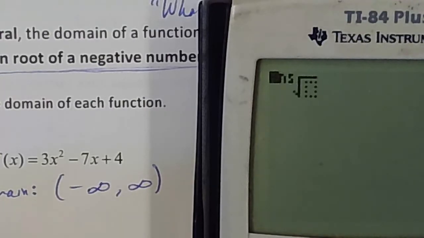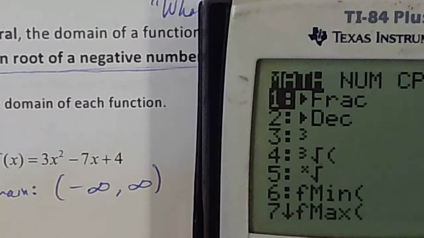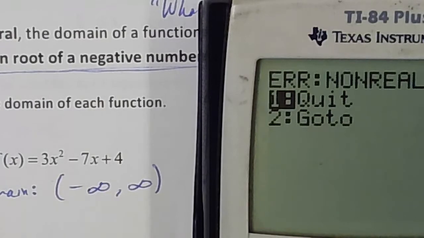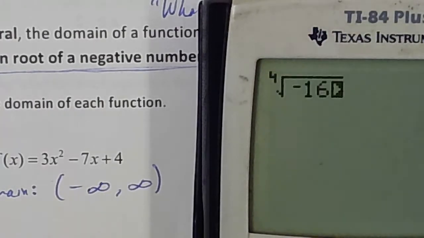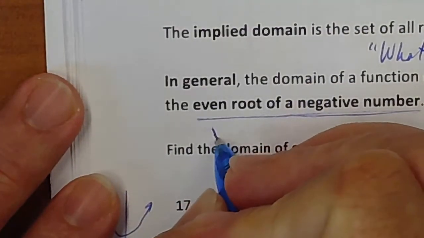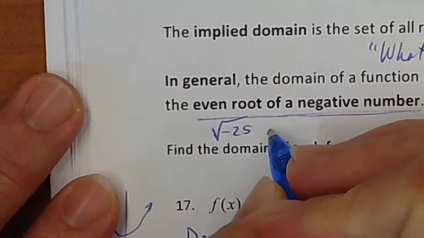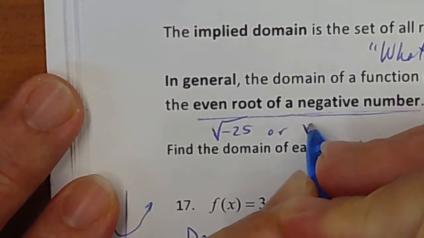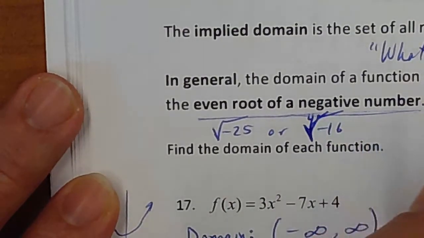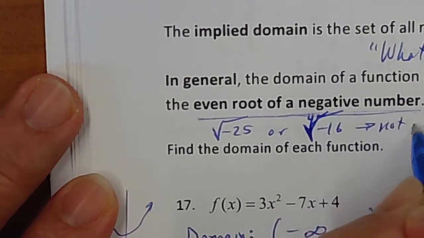So if I want to do fourth roots of negative 16, once again, I have an issue with that. The calculator's not going to let us do that. So any even root of a negative number, for example, square root of negative 25, or fourth roots of a negative, these aren't possible. Not possible.